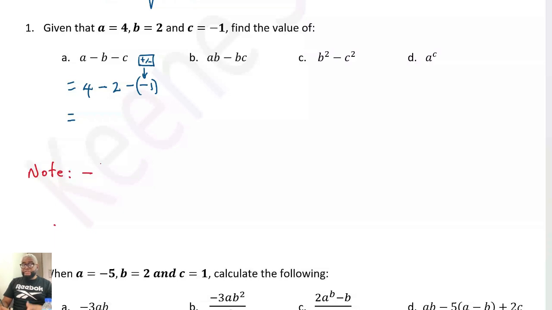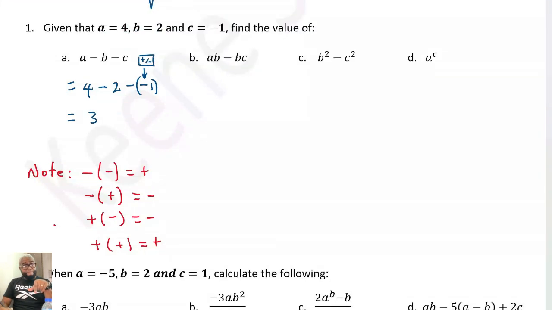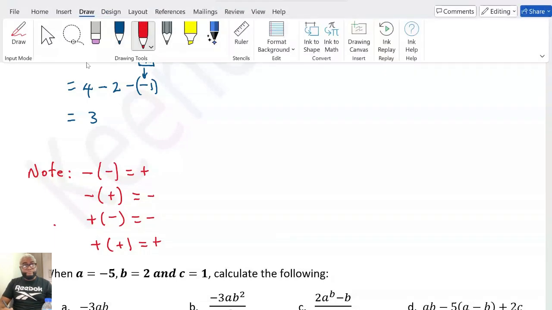Note, brackets imply multiplication, right? So a minus by a minus would give you a plus. Then a minus by a plus would give you a minus. If you have a plus and a minus, this will give you a minus, and a plus by a plus would give you a positive. Very important. So when you punch it in and work it out, you would get 3. Everybody good there? Because 4 minus 2 is 2. 2 plus 1 will give you 3. Everybody good there?